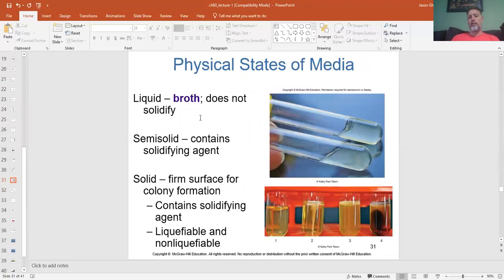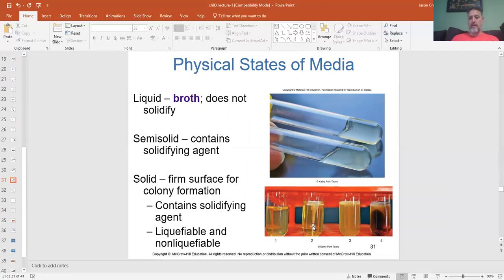Again, liquid one is a broth that does not solidify. Semi-solid does contain a solidifying agent, but we don't use those very often. The broth and the solids are the ones that we use the most. A solid, again, you can heat it up and it'll form a solid surface here, and you can do different inoculations of this.